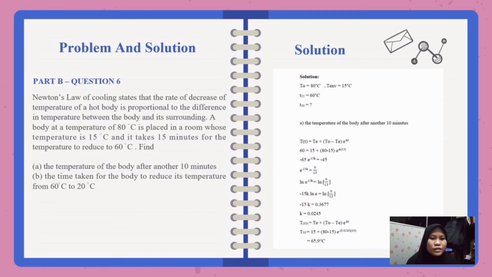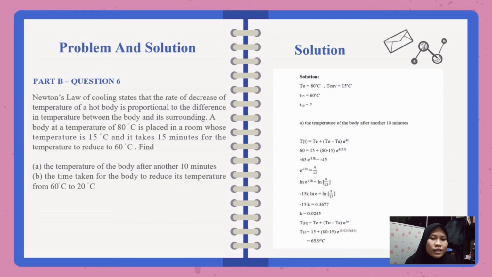And we get the negative 15k equal to 0.3677. When we calculate the ln in bracket 9 divided by 13, we get 0.3677, and we get the k is 0.0245 when we calculate that. So we can get the temperature at 10 minutes.